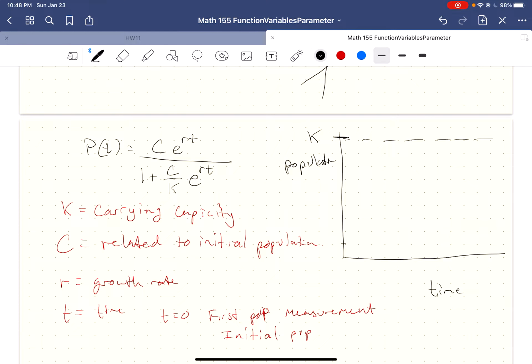And maybe right here is my starting population. Well, I'm going to have some exponential growth that mellows out, and then I kind of slope off, and I end up having this horizontal asymptote, my carrying capacity. I cannot have a larger population than is allowed, and the carrying capacity is the maximum allowed, so I kind of start to mellow out.